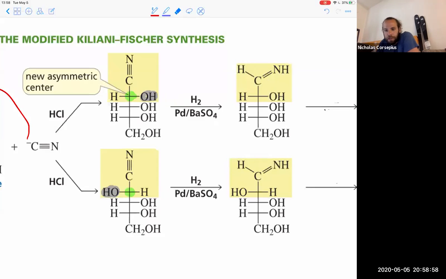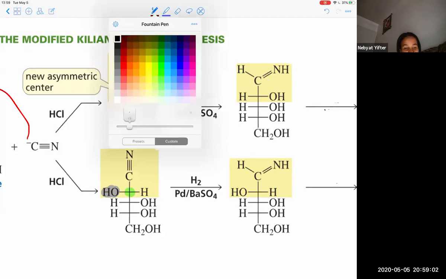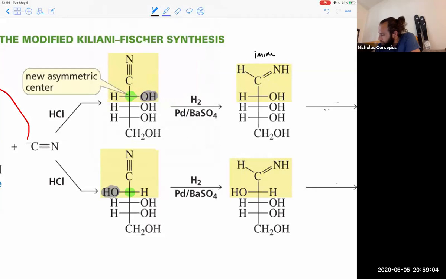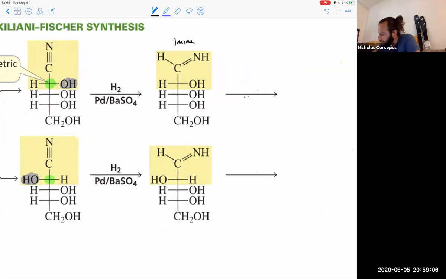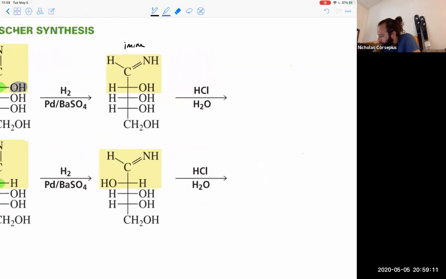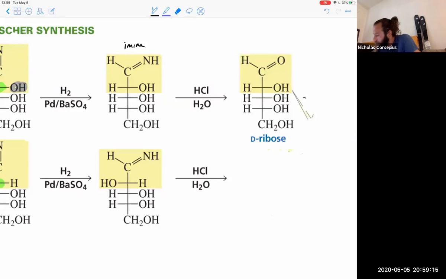Anybody remember what we call these? An amine? Yeah, imine. Nice. So this would be to an imine. Okay. And then we can treat that with acid and water and replace that imine with a carbonyl group.